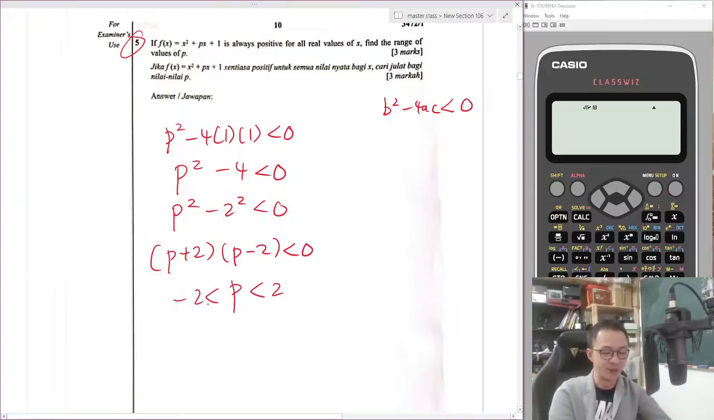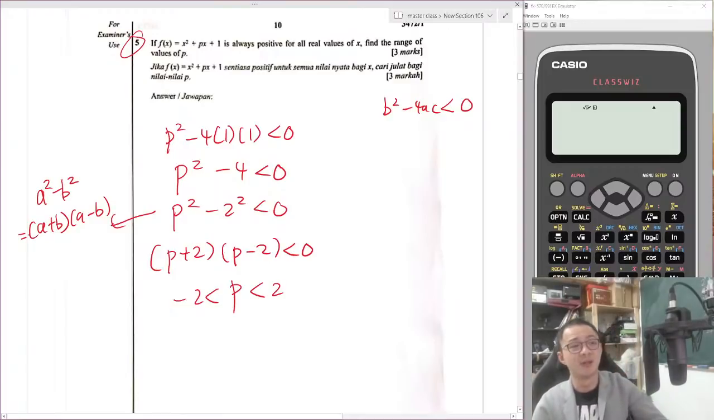negative 2 and 2. Alright, just in case you do not know what is happening here, if a squared minus b squared, we will get (a plus b)(a minus b), right? This is just the formula, so you should know what's going on here. So therefore, I think the answer is b squared minus 4ac less than 0, so p must be between negative 2 and 2.